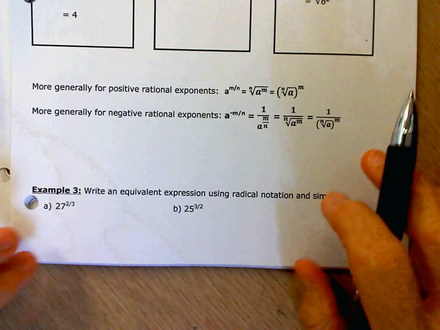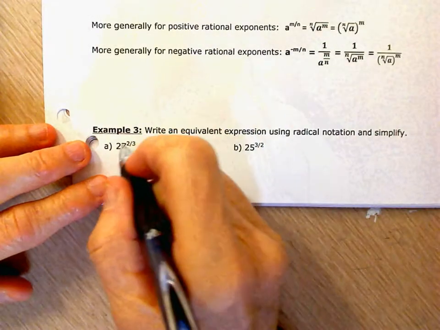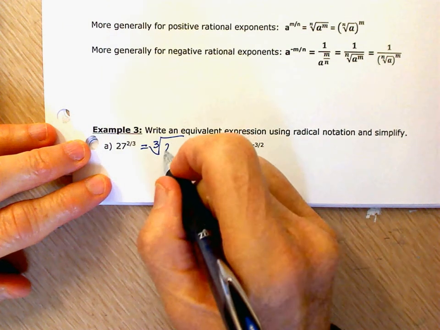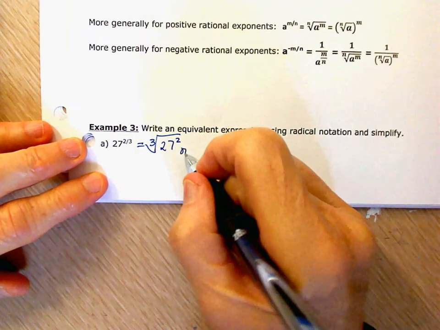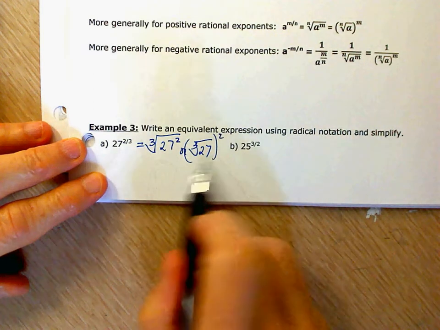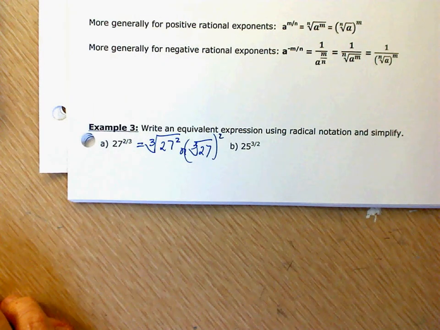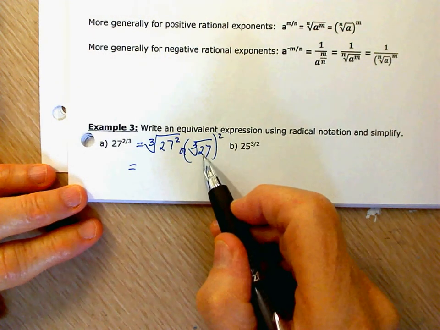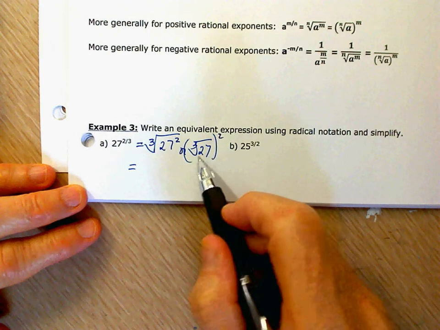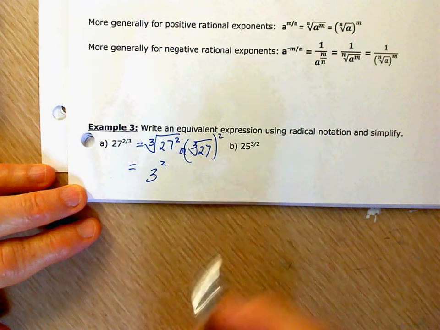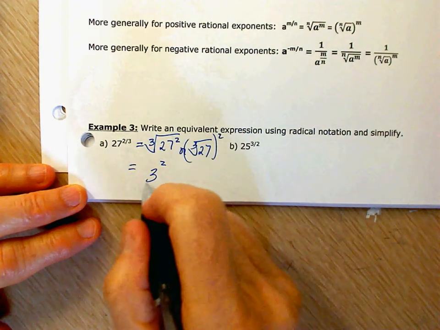So let's take a look. This you can write in two ways. It's the third root of 27 squared, or it's the third root of 27 all squared. These two things are the same thing. It's whatever you want to work with. So I like this one better. What's the third root of 27? What multiplied by itself 3 times gives us 27? 3, right? So that's 3 squared. Don't forget the 2, and that equals 9.